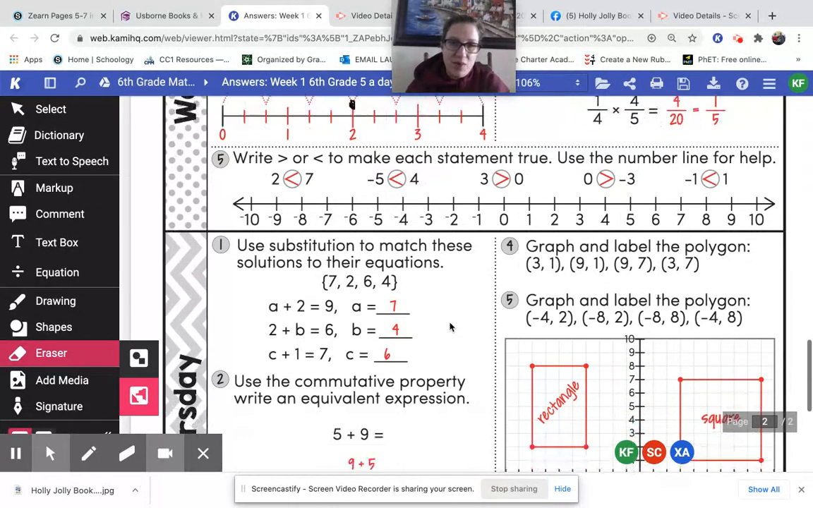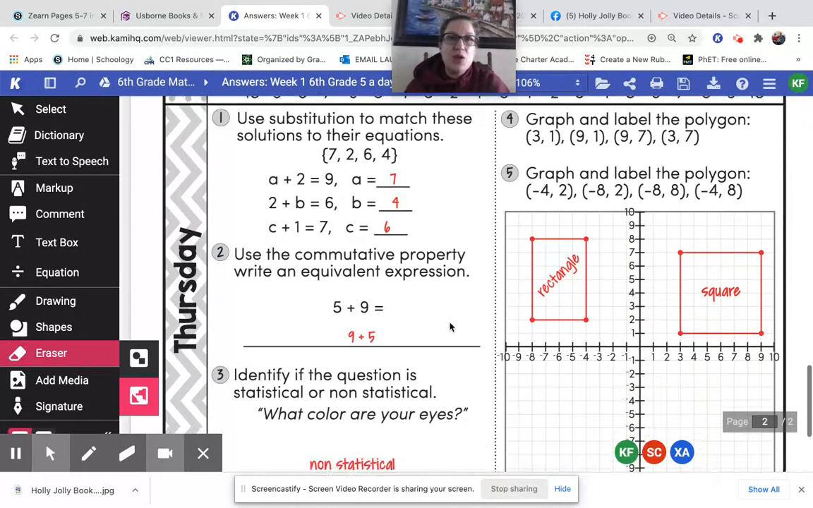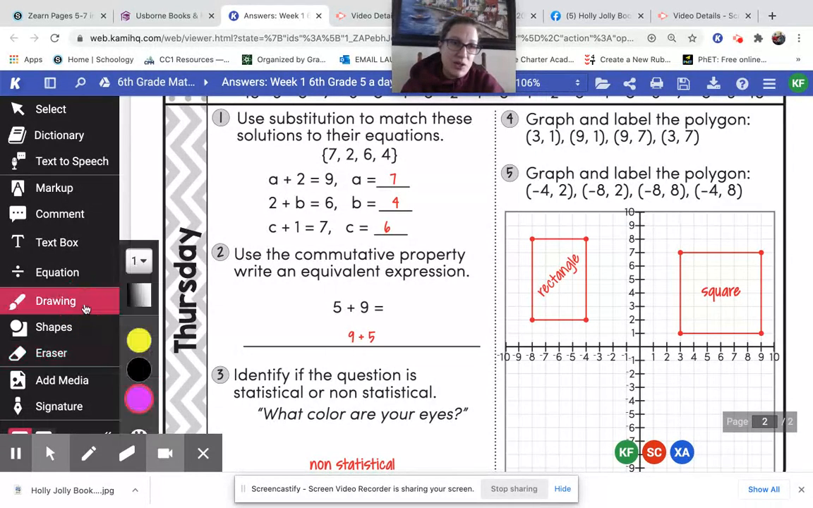Continuing on, now we're on Thursday. Use substitution to match these solutions to their equations. So we're substituting the value for A in order to get these answers. So something that stands for A plus 2 equals 9. And the answer is 7. So I could cross that one off because I've used it now. A equals 7.